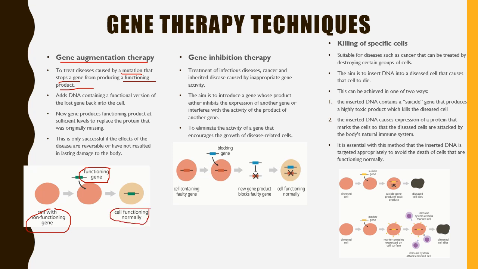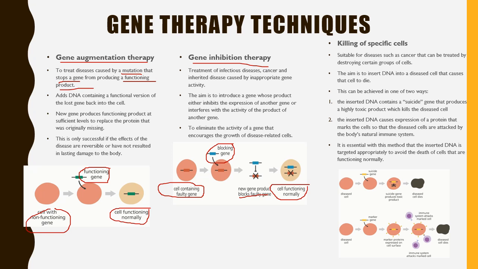In the second technique, which is gene inhibition therapy, basically the cell which contains the gene which causes the disease will be introduced by a gene which will block the faulty gene, and thus the cell will function normally.